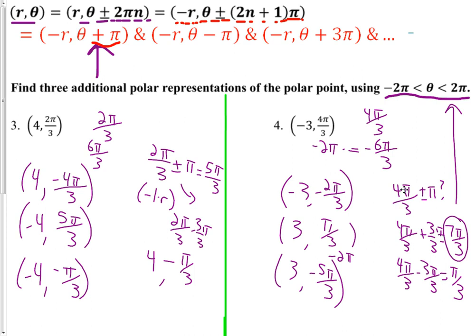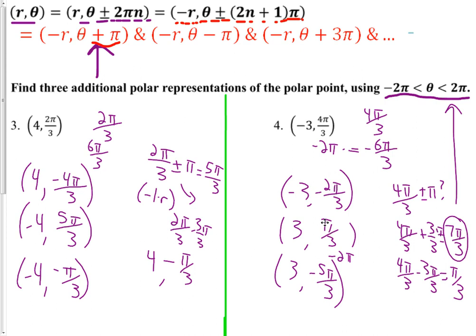Now, plus pi might not work. So 4/3 plus pi gives me 7/3 pi. That is not between these two, -2 pi and 2 pi. So that one's not going to work. And so then I'm going to have to subtract pi. 4/3 minus 3/3 gives us 1/3. So there's my first positive r, positive direction.